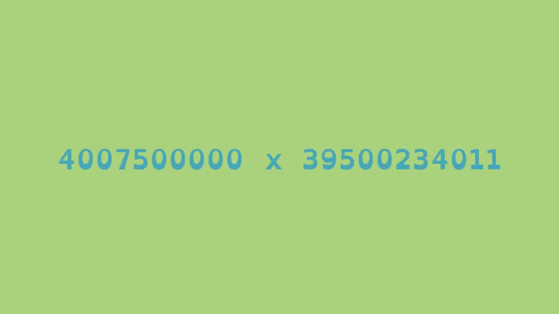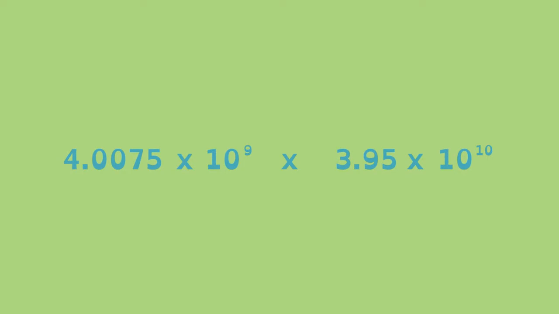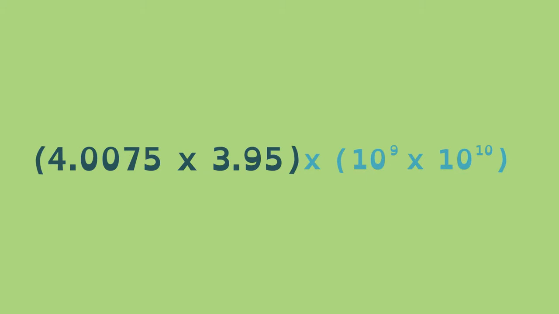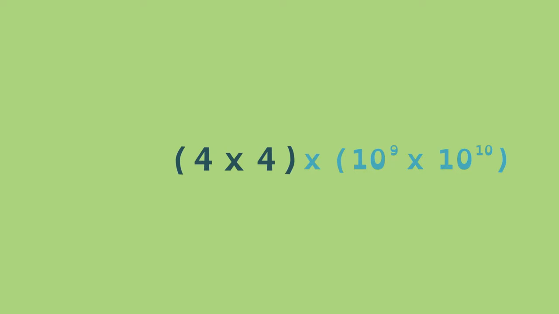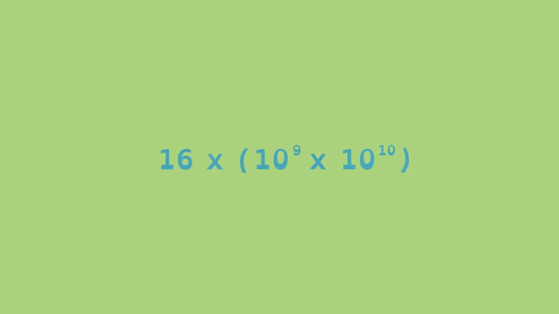Multiplying these numbers is a lot easier if you use scientific notation. First, you multiply the numbers separately. Let's round 4 75 thousandths and 3 95 hundredths to 4. The product of 4 times 4 is 16. Next, you multiply the powers.